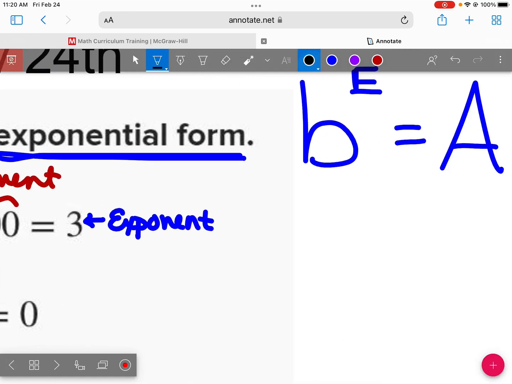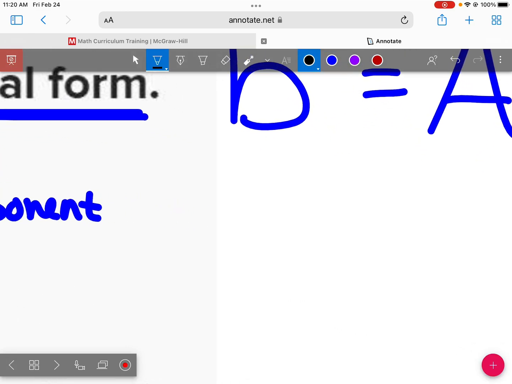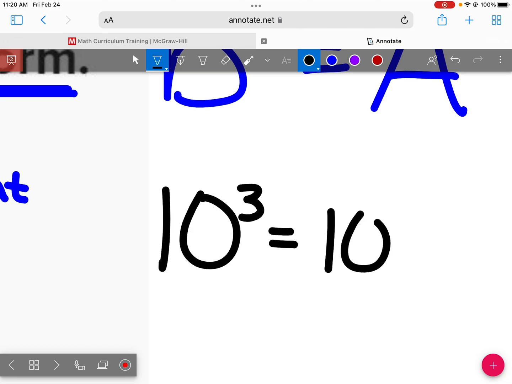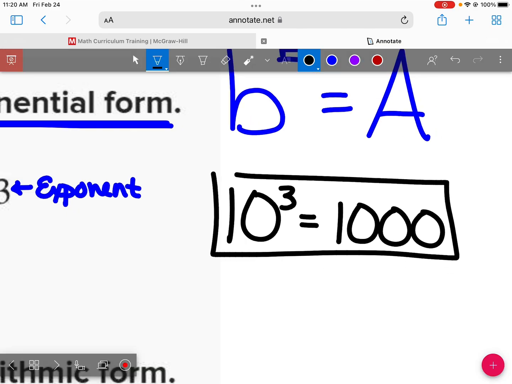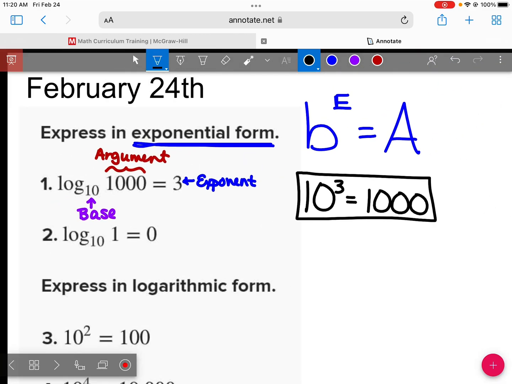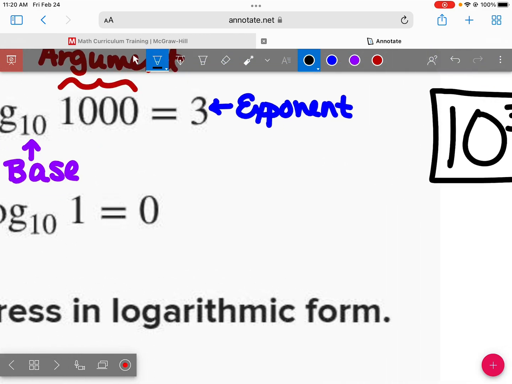So what will this look like when written in exponential form? 10 to the third power equals 1,000. Absolutely correct. So what about number 2? 10 to the third power equals 1,000. That's exactly what it should look like.